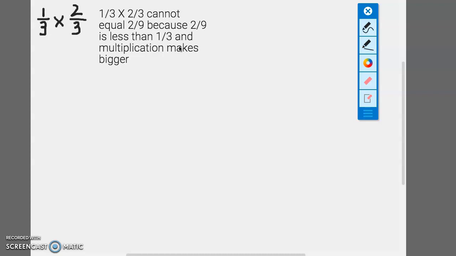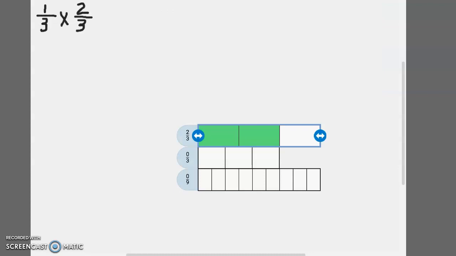I'm going to explain where I see that in the work sample. As we can see, it appears the student got an answer of 2/9, but thinks it is wrong because 2/9 is less than 1/3, and multiplication makes numbers bigger. So what I'm going to do is give these numbers context.